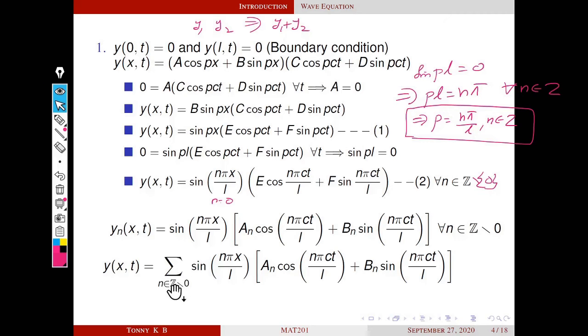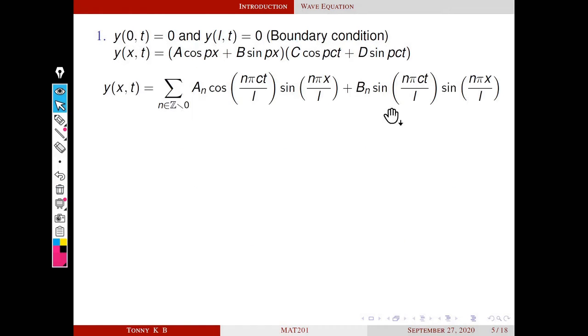So the most general solution is y(x,t) equal to the sum over n belonging to the integers minus 0 of sin(n pi x by l) into (an cos(n pi ct by l) plus bn sin(n pi ct by l)). If you expand this bracket, then we get y(x,t) like this. Another important thing is, suppose n equal to 1. Then what is the term corresponding to n equal to 1?